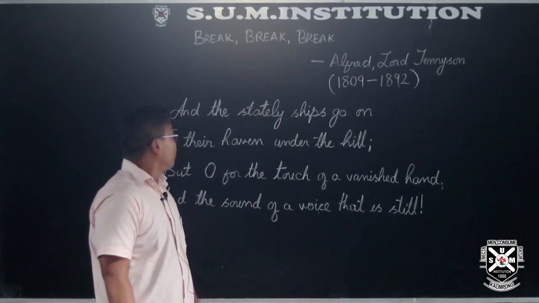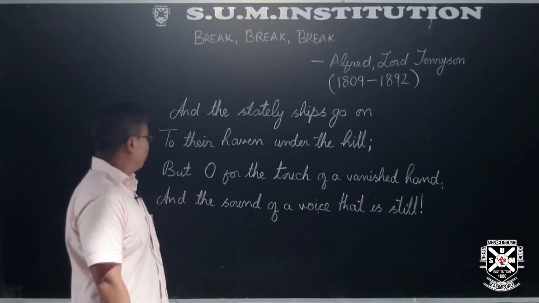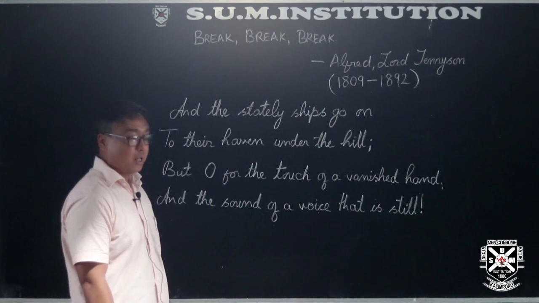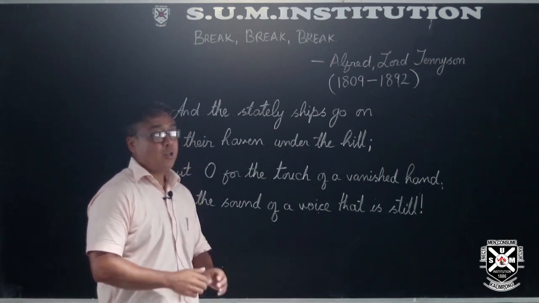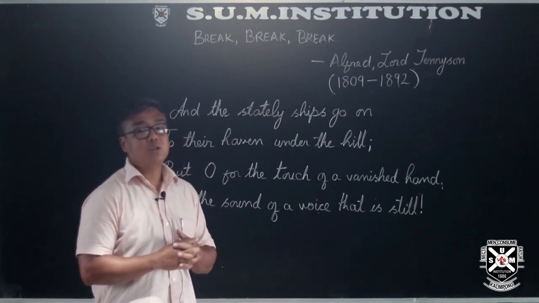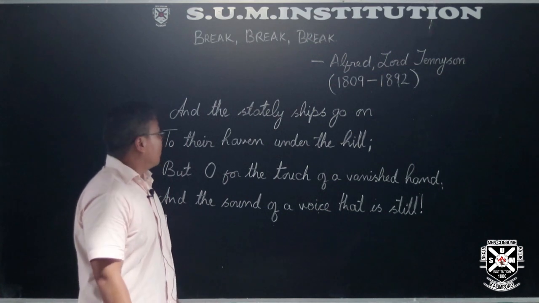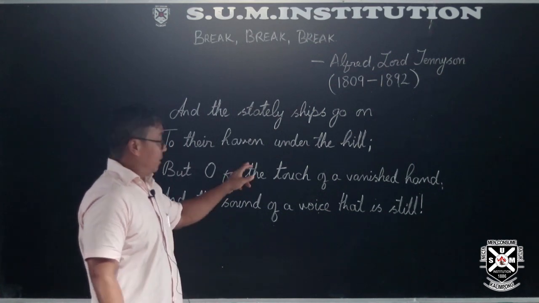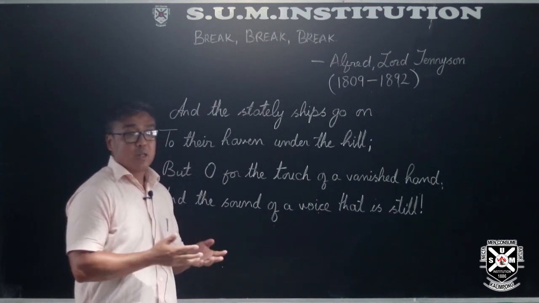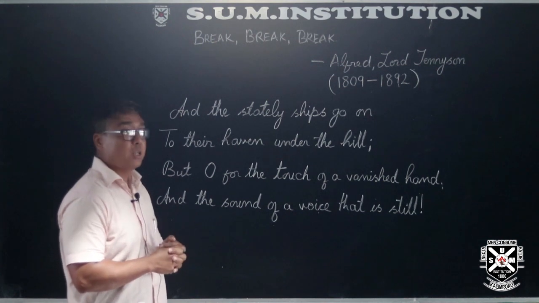The third stanza: and the stately ships go on to their heaven under the hill. But oh, for the touch of a vanished hand and the sound of a voice that is still. In the third stanza also, we find a contrast between what the poet sees and his own situation. Looking at the sea, he sees ships reaching their heaven. Heaven over here means port or the harbor where the ships rest securely. But oh, for the touch of a vanished hand and the sound of a voice that is still.